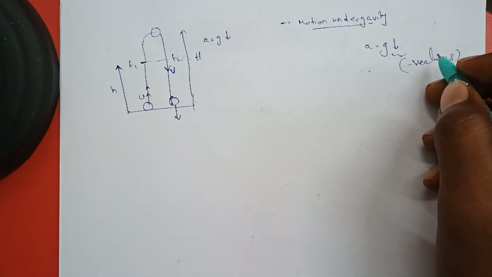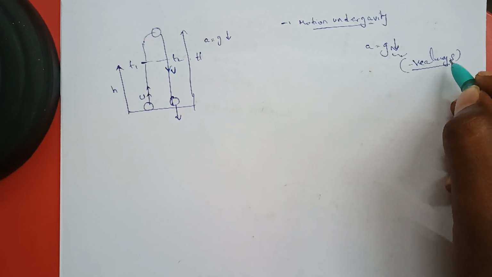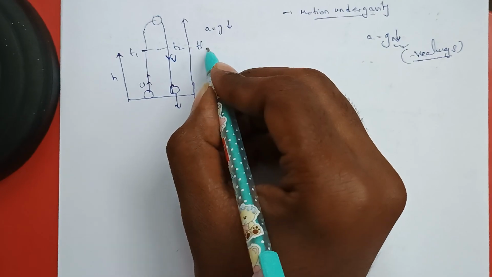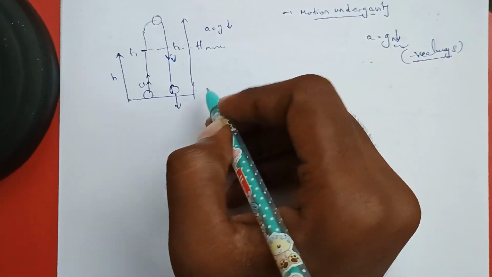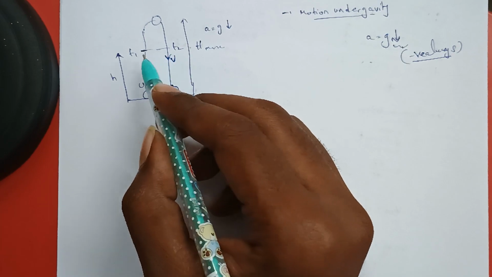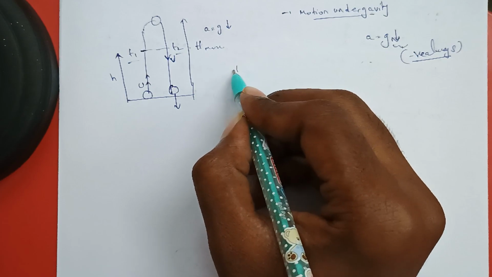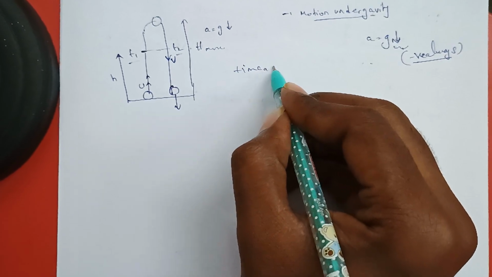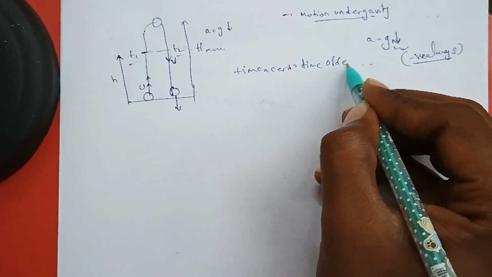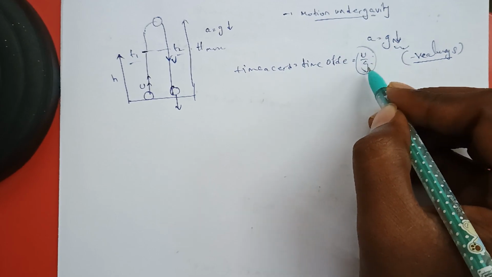Under gravity, gravity always acts downward. It's negative always. A particle thrown upward will reach a maximum height h max and comes down. The time taken to reach maximum height is t1 and the time of descent is t2. Time of ascent is equal to time of descent is equal to u by g, where u is the initial velocity and g is gravity.